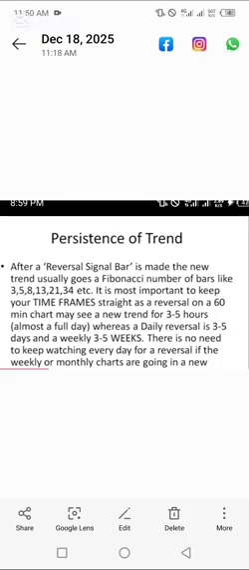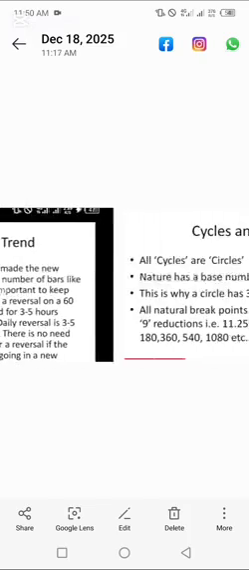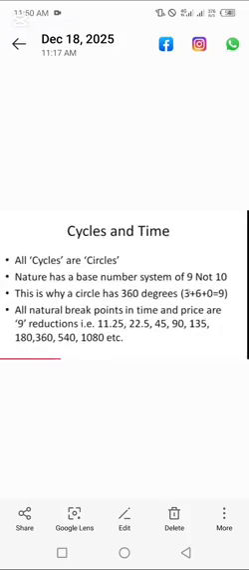And even if you have it on a weekly, maybe the signal happens on a weekly chart, then it goes on for 3 to 5 weeks. So that applies to whatever time frame you are seeing that signal on. Yes. And also about cycles and time, you can see all cycles are cycles.